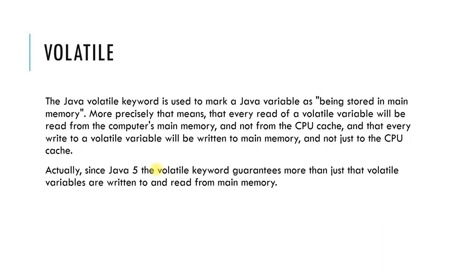Volatile keyword. The Java volatile keyword is used to mark a Java variable as being stored in main memory. More precisely, that means that every read of a volatile variable will be read from the computer's main memory and not from the CPU cache, and that every write to a volatile variable will be written to main memory and not just to the CPU cache. Actually, since Java 5, the volatile keyword guarantees more than just that volatile variables are written to and read from main memory.